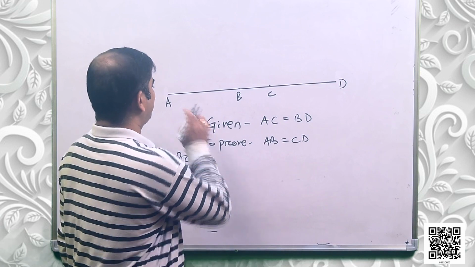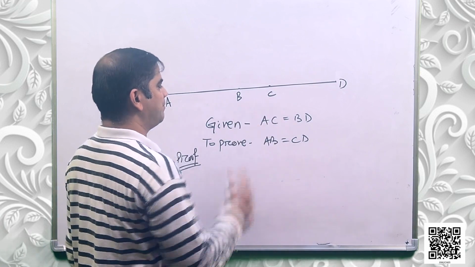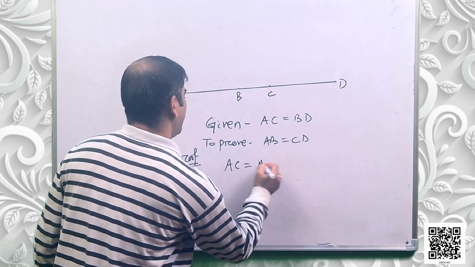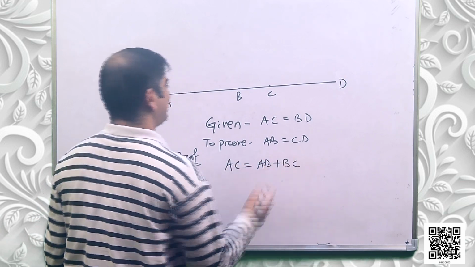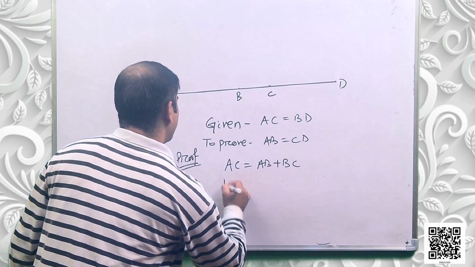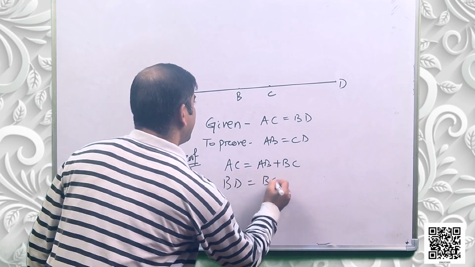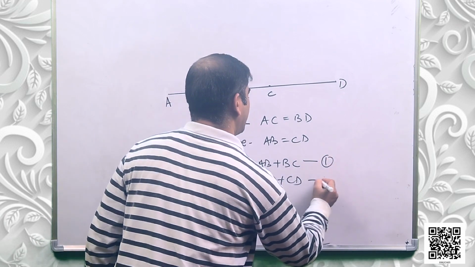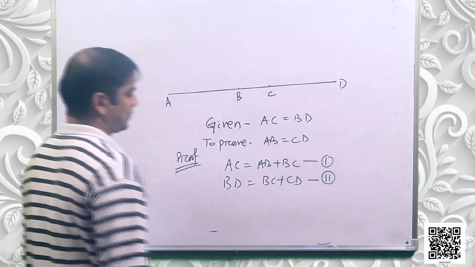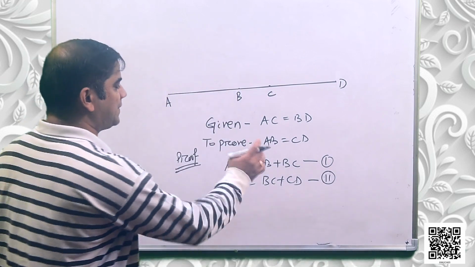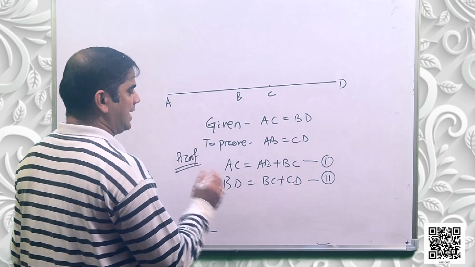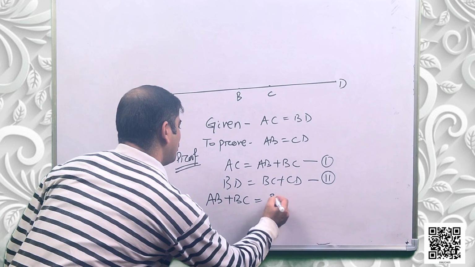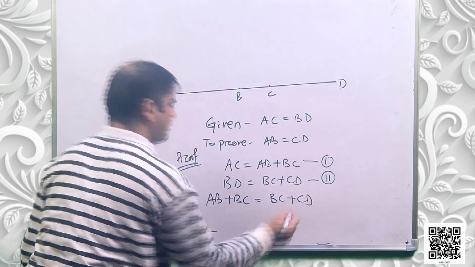As per the given data, AC is equal to BD. So we can write that AC is equal to AB plus BC, and BD is equal to BC plus CD. Let us take this as equation 1 and this as equation 2. So from these two equations, I can write that AB plus BC is equal to BC plus CD.